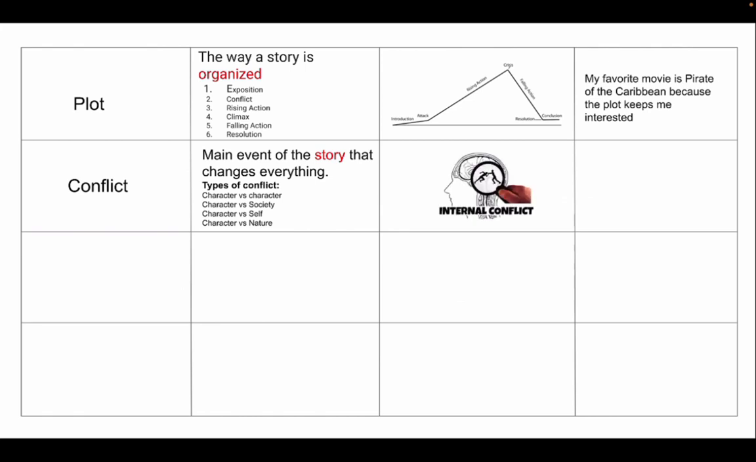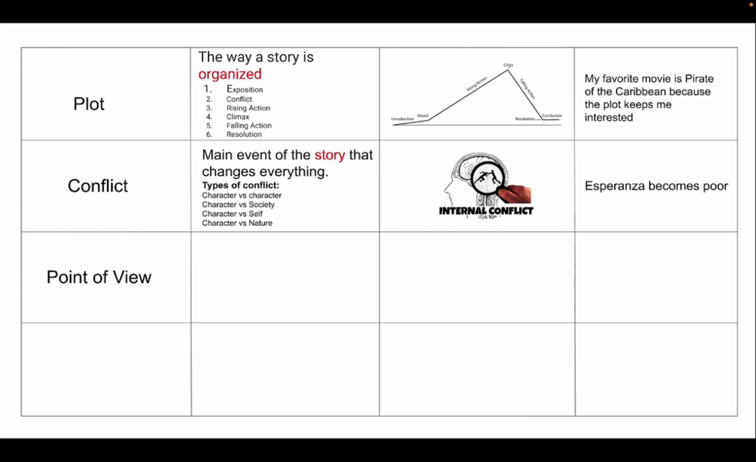To help me remember what conflict is, I drew this internal conflict. So it's not something happening outside of him. It's the character trying to deal with something inside of them. Whatever you want to draw to help you remember what conflict is, put it there. And then my connection to conflict is I just know that the conflict in Esperanza Rising is that Esperanza becomes poor. That's the connection that will help me remember.